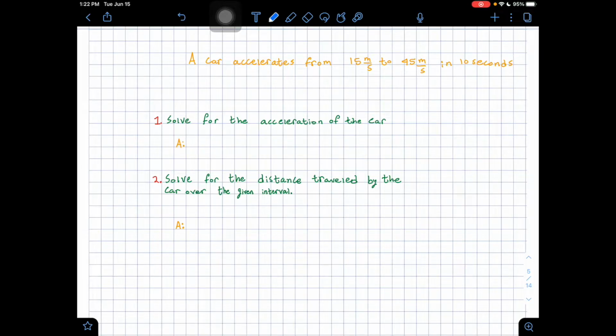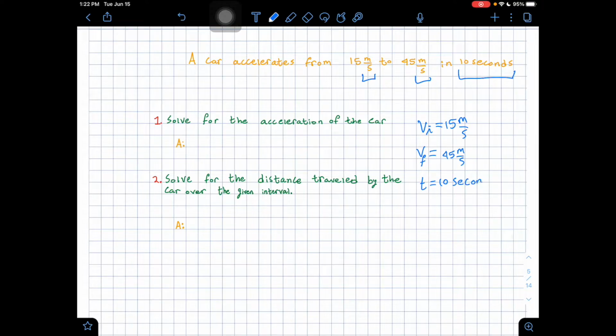A lot of people, when they read this, will think that 15 and 45 are different accelerations. Well, if you can see that it's just meters per second, it's going to be velocity. But when it's meters per second squared, it represents acceleration. Now, we know that our initial velocity is 15 meters per second, our final velocity is 45 meters per second, and our time is 10 seconds.